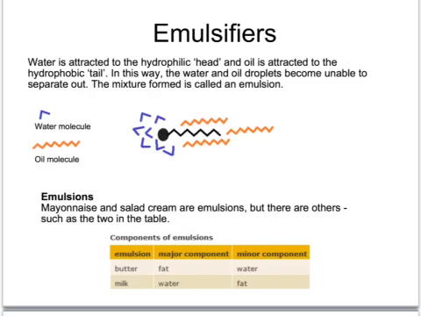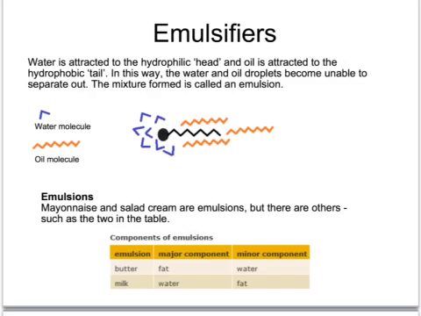Emulsifiers are these special chemicals that allow not only the water and oil to mix, but also not to separate out. You end up with a mixture which is called an emulsion, and an emulsion is a mixture of oil and water that will not separate out. Two examples of emulsions are mayonnaise and salad cream, but there are many others such as these in the table.